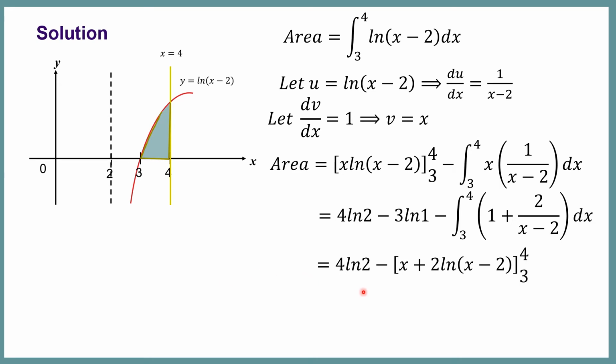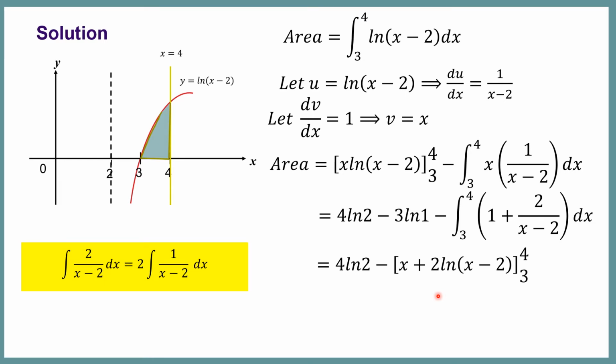So we have 4 ln 2, 3 ln 1 is 0, minus the integral of 1 is x. The integral of 2 over x minus 2 is 2 ln(x minus 2). Remember, we can take the constant 2 outside the integral of 1 over x minus 2, and since this is of the form f prime x over f of x, we have 2 ln(x minus 2).